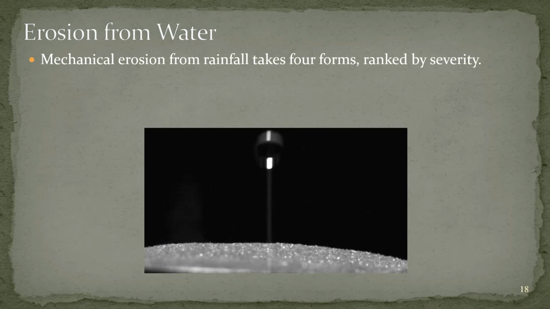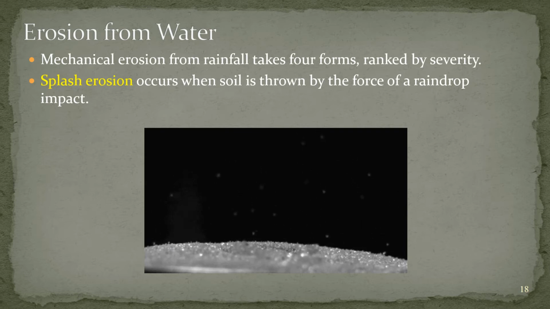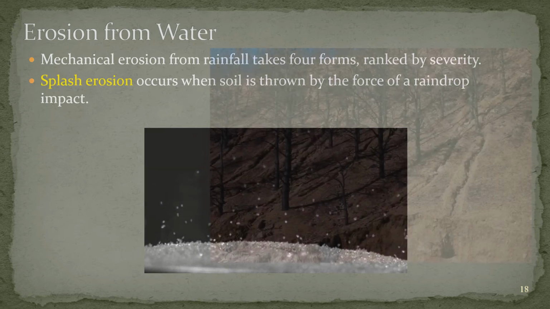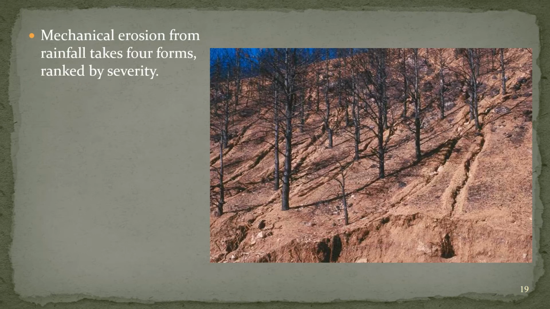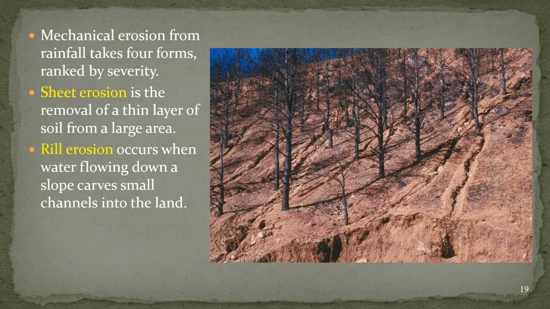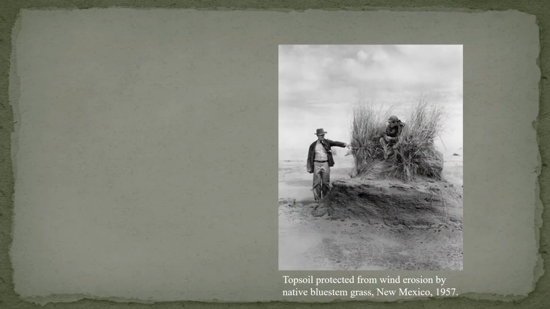Mechanical erosion from rainfall takes 4 forms ranked by severity. Splash erosion basically occurs when soil is thrown by the force of a raindrop impact, as shown in this image. And then, of course, we get sheet erosion, which is the removal of a thin layer of soil from a large area. Rill erosion happens when water is flowing down a slope and carves small channels into the land, like what's shown here. Those rills eventually turn into gullies, which are much more severe, giant, rapidly flowing water channels, basically like a big trucking.